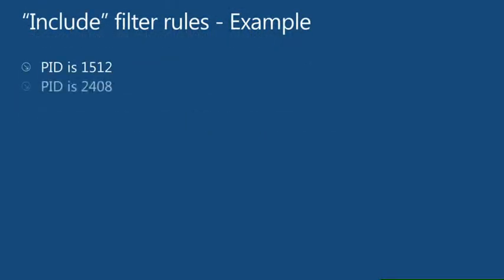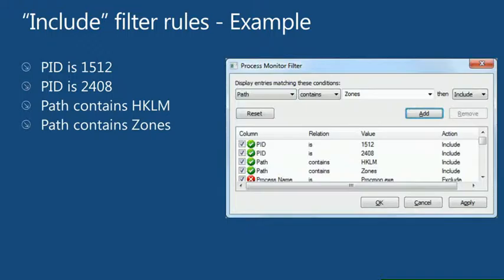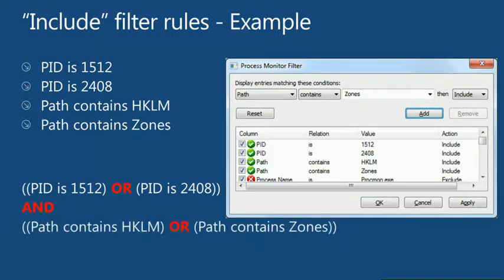Let me give you an example. An attribute such as process ID. You set a bunch of rules for process ID. You set rules for path. Okay? Within the attribute process ID, those rules are ORed together, and between them, they're ANDed. So in this case, what you would get if you applied these 4 include rules is all the events where the process ID is either 1512 or 2408, and where the path contains HKLM or zones.